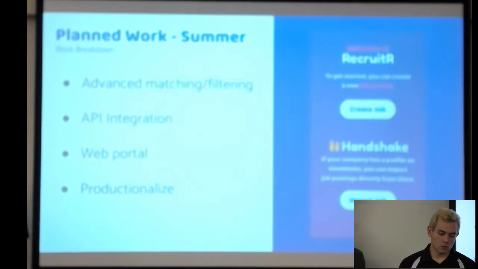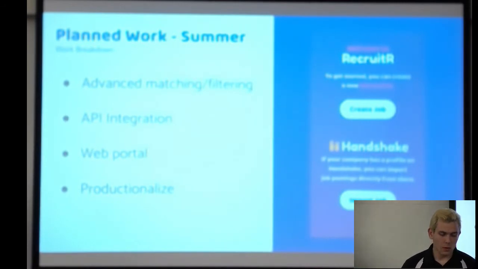We also want to add more robust matching because the system is very simple right now in how it does the matching. We also want to do API integration, so we're planning on adding Handshake integration so that recruiters can just import jobs that they already have in Handshake and then bring them over into our system so that they don't have to go through the whole process in our app.